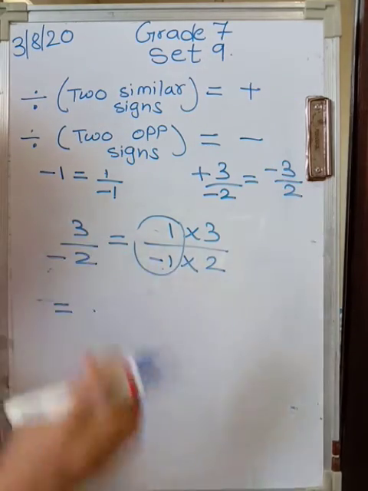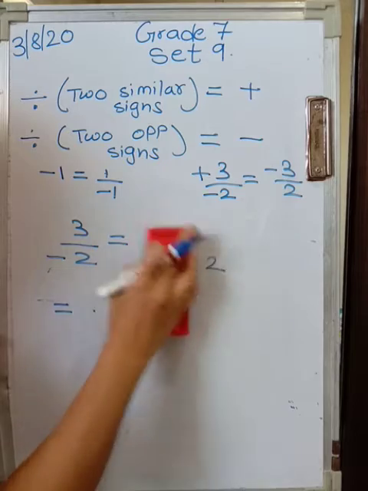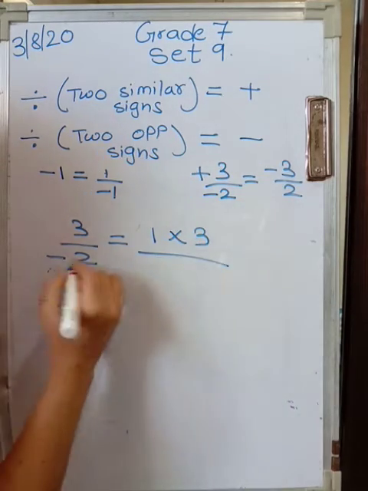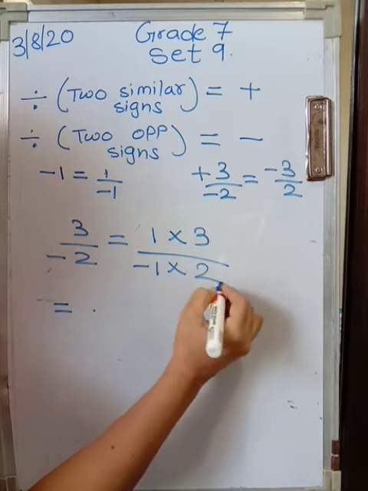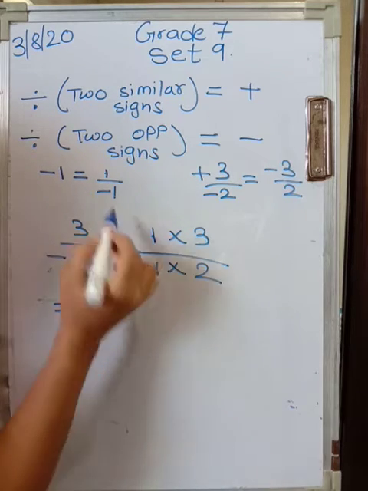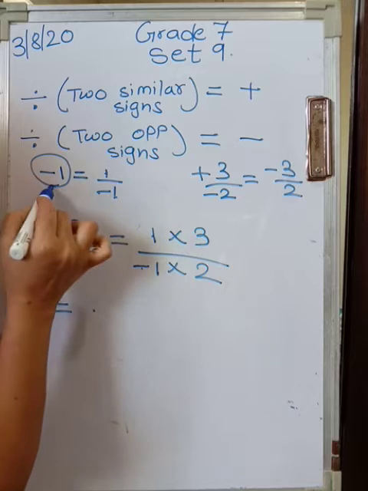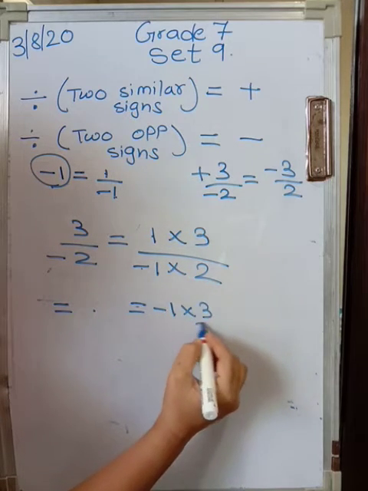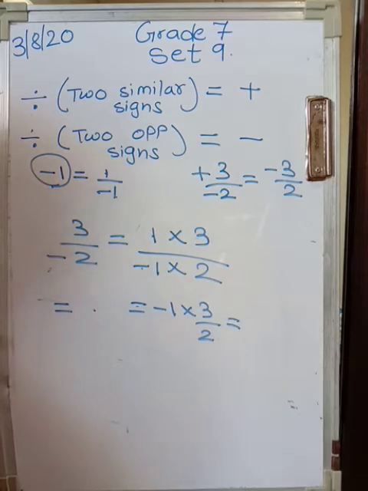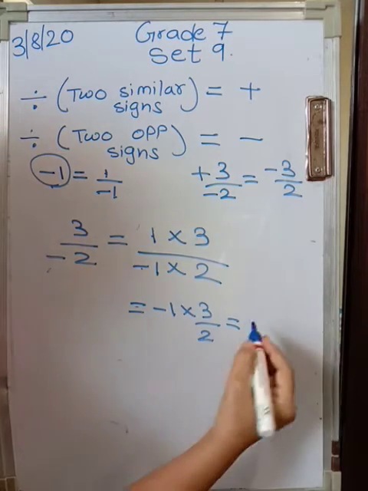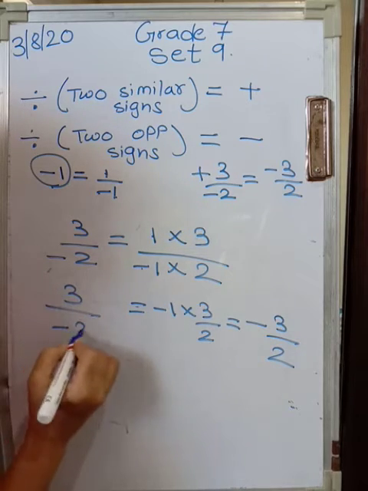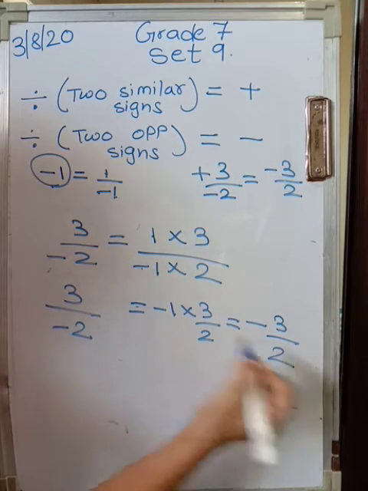Now see, this 3 can be written as 1 into 3, and minus 2 can be written as minus 1 into 2. What is 1 upon minus 1? 1 upon minus 1 is minus 1, just now we have seen. So this becomes minus 1 into 3 upon 2, which is equal to minus 3 upon 2. So we got 3 upon minus 2 is equal to minus 3 upon 2.